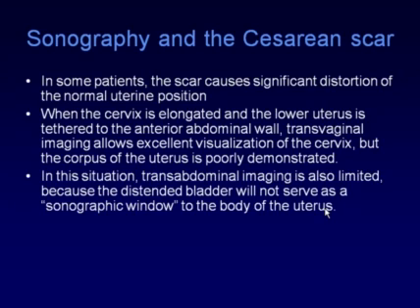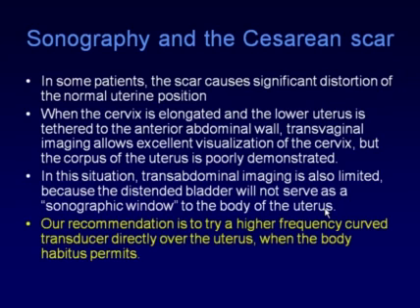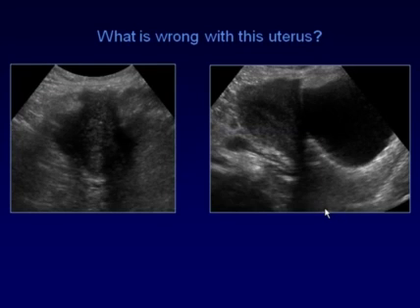Unfortunately, in this situation, transabdominal imaging is also limited because the distended bladder will no longer serve as a sonographic window. In this situation, our recommendation is to try a higher frequency transabdominal transducer to see the body of the uterus, assuming that the patient's body habitus permits. So let's take a look at this.